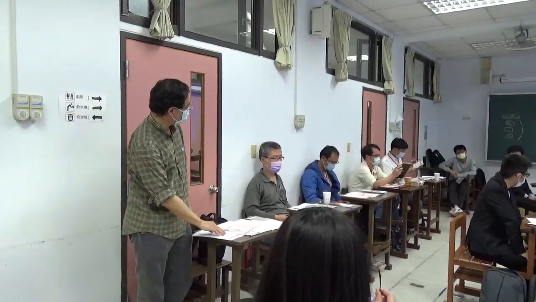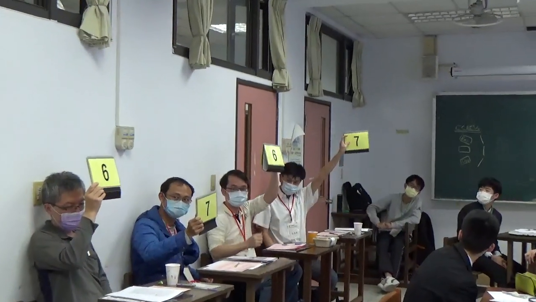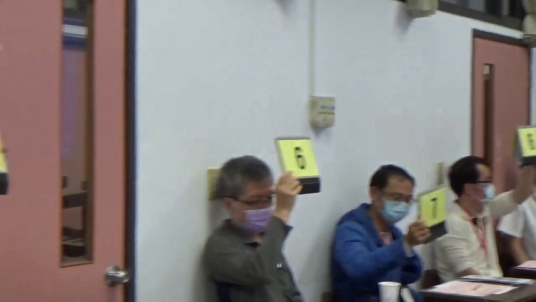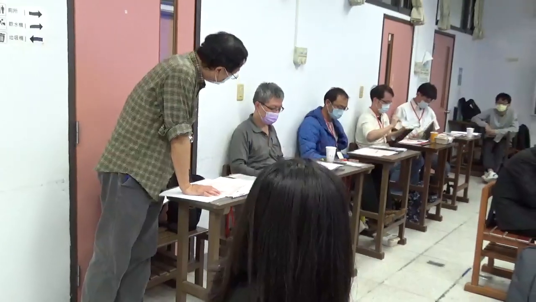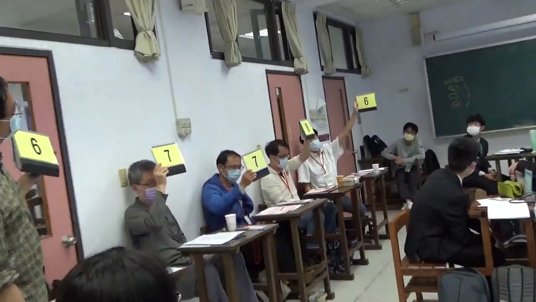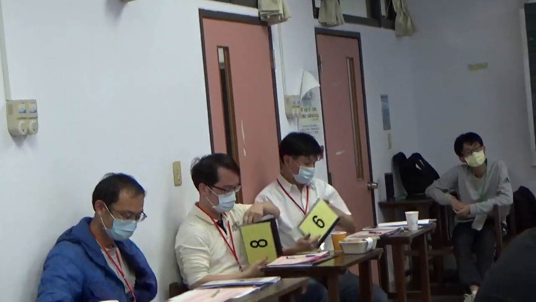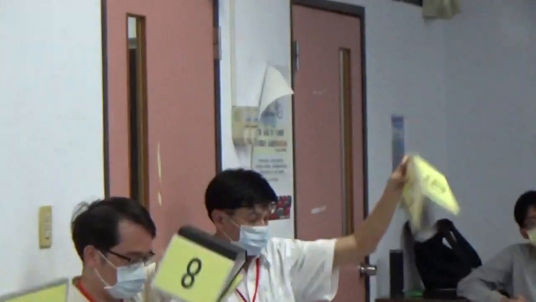Okay, so let's show the score for the reporter. 6, 6, 7, 6, and 7. For the opponent, 6, 7, 7, 8, and 6. And for the reviewer, 6, 7, 7, 8, and 6. Okay, thank you.